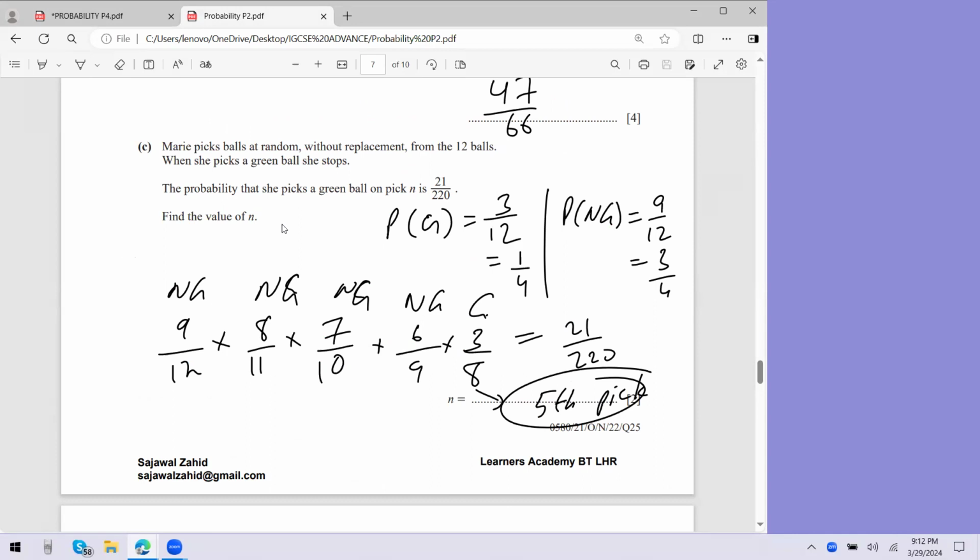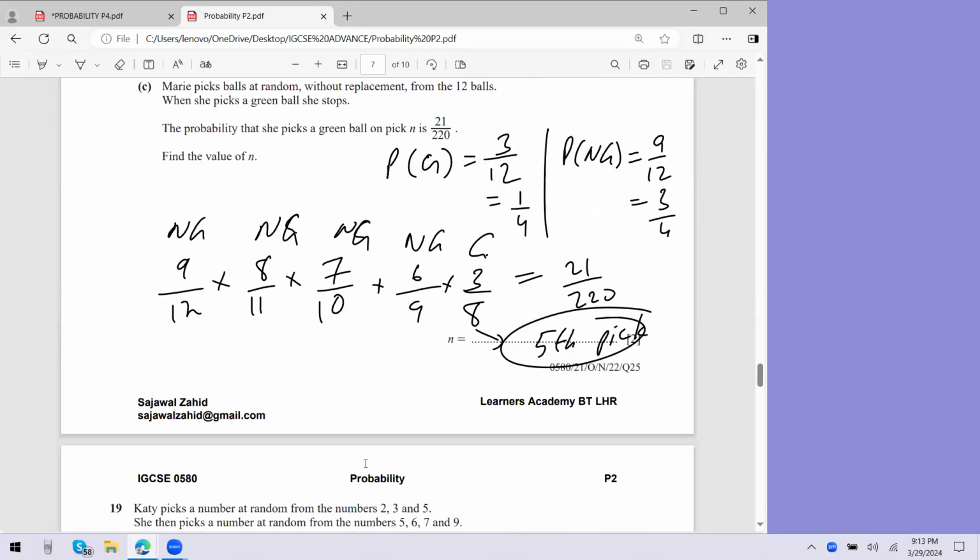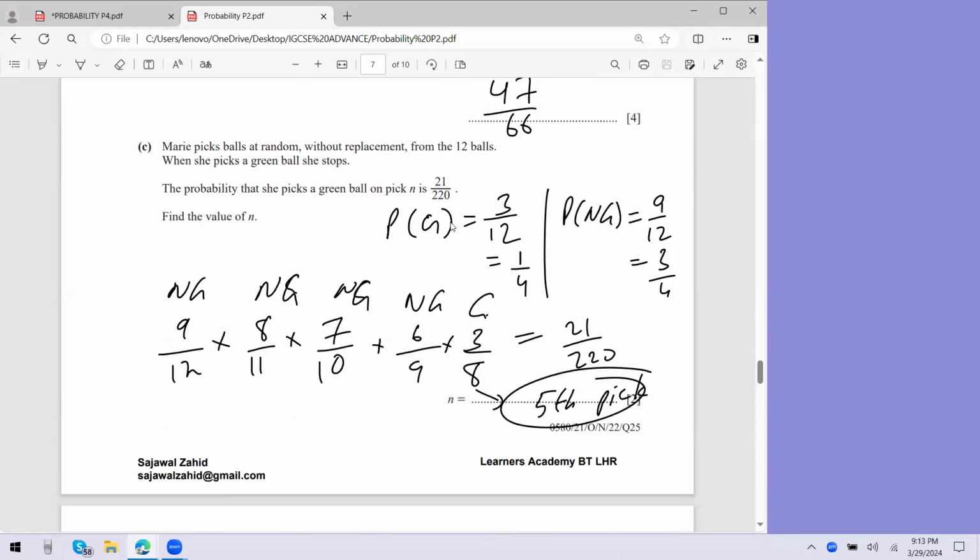So how many picks are we going to do until we get the green ball so that the probability is 21 over 220? First of all, we found the probability of green. There are 3 green balls, 3 out of 12, or 1 out of 4, is the probability of getting a green. And what is the probability of not getting a green? Obviously, 1 minus 3 over 12, so that is 9 over 12. Then it's trial and error.